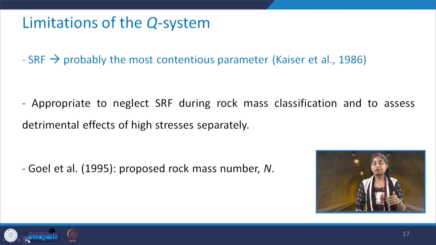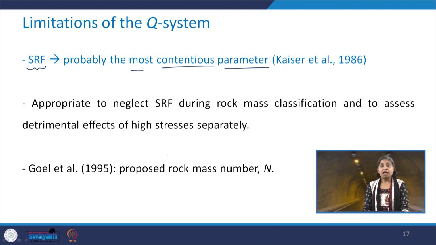What are the various limitations of the Q system? When we learnt about these classification systems, we also discussed some of these, but just for continuity, here again I have mentioned these limitations. You remember that Q involved 6 parameters, and one was the stress reduction factor, SRF. This was probably the most contentious parameter, and we need to be careful while taking it into account when we determine the value of the rock mass quality index.